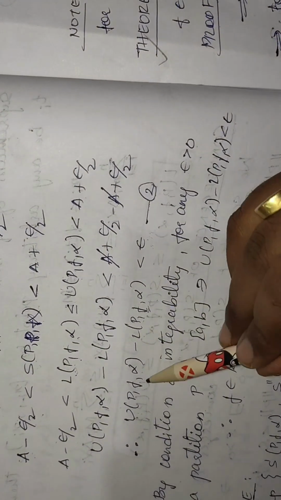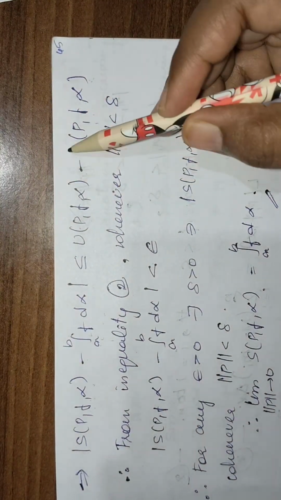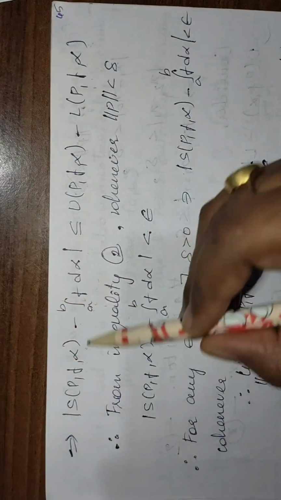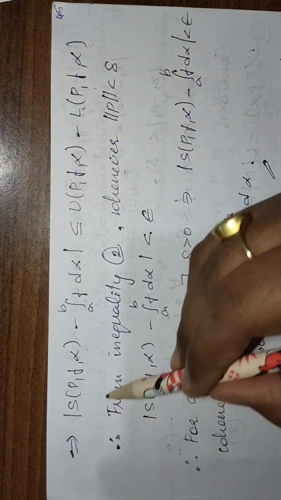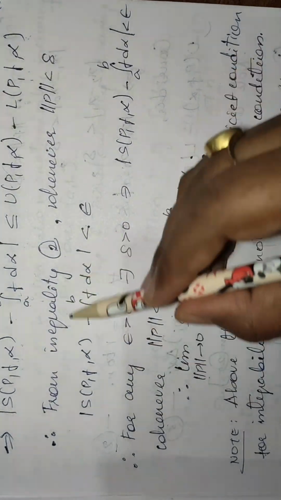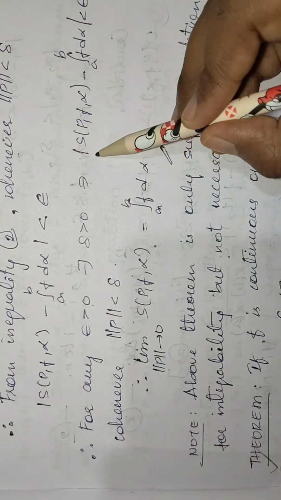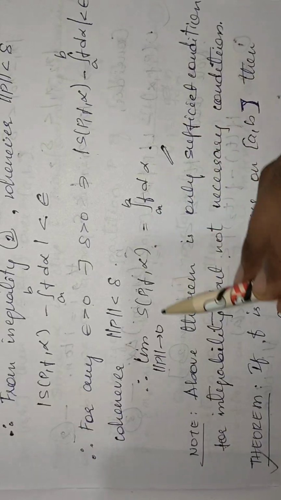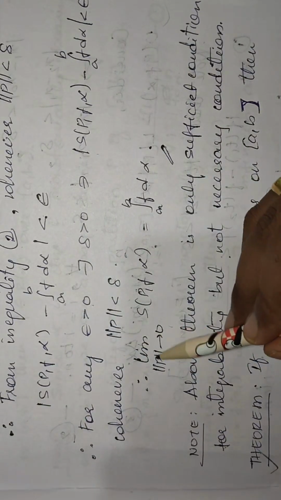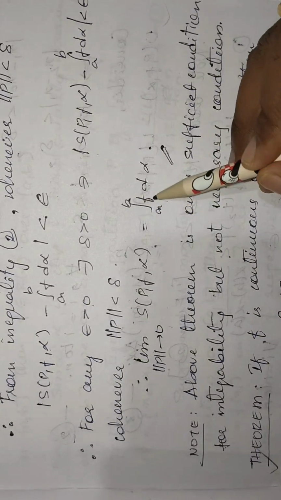Okay, so therefore from inequality (2), we have this difference is less than epsilon. If this difference is less than epsilon, then obviously this also is less than epsilon. So for any epsilon positive, there exists delta positive such that this is less than epsilon whenever norm P is less than delta. It simply means that the limit as norm P tends to 0 of s(P, f, α) is equal to ∫ₐᵇ f dα.